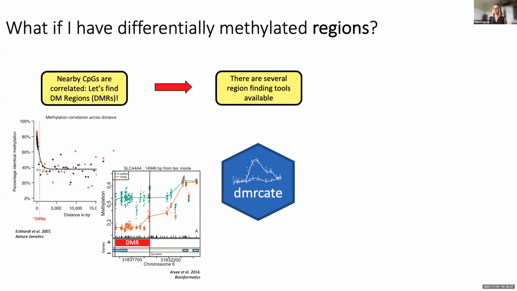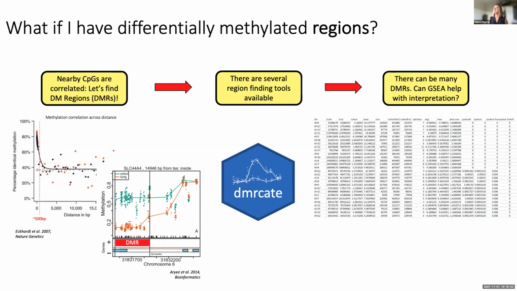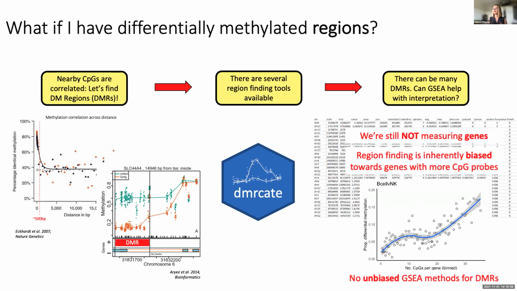There are a number of region finding tools available, and we like to use DMRcate. After you've done a region analysis, you end up with a list of regions that are statistically significantly different between the two groups you're interested in. And then once again we have that issue of interpretation. Can we do some kind of gene set testing where we associate the region with the gene and then do pathway analysis? Again, we're not measuring the actual genes, we're measuring CpGs.